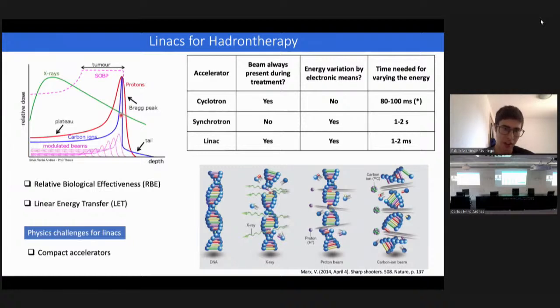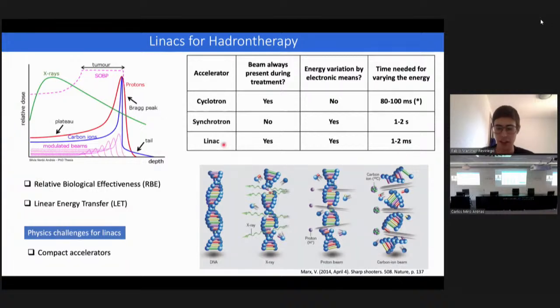So if you increase the energy of the proton beam, the Bragg peak will be here. With linear accelerators, you can change this energy much faster, in just 1 to 2 milliseconds. And this is very good if you want to try to treat, for example, moving organs. So you can change the energy of the beam much faster.